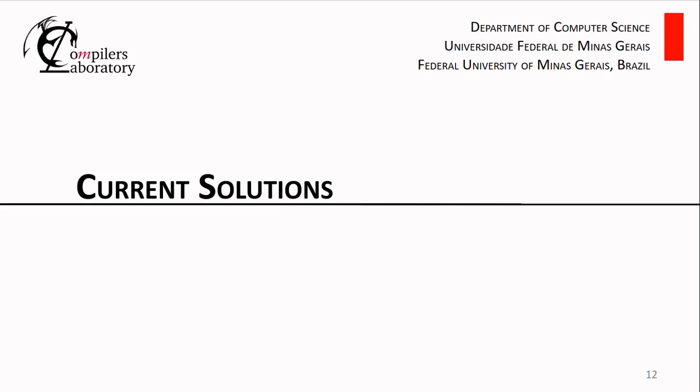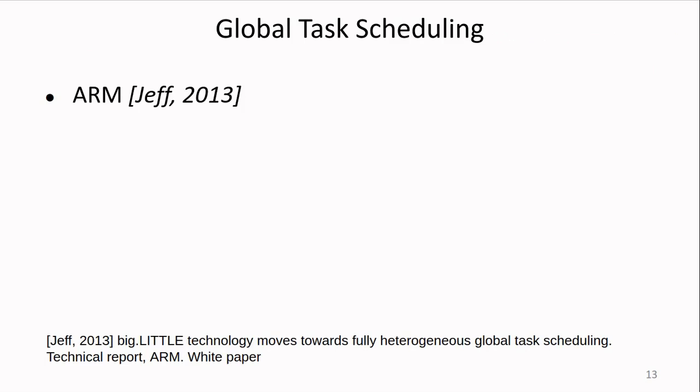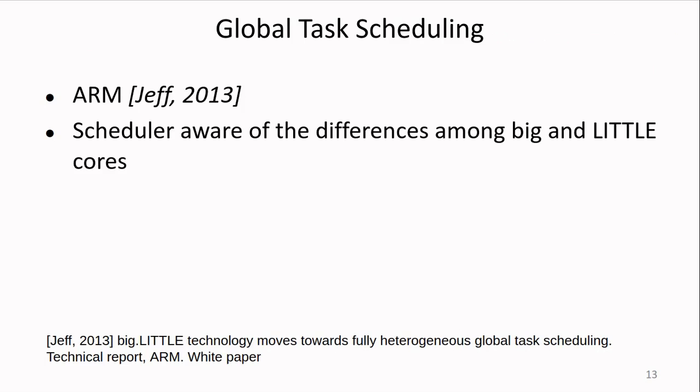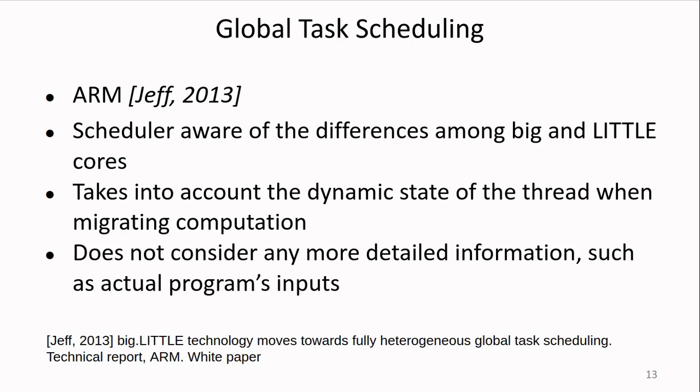Let's first introduce the related work that tries to handle this kind of behavior, to later introduce our solution. The first one that I have here is global task scheduling, a technique that was introduced by ARM back in 2013. The scheduler here is aware of the difference between the big and the little cores, and takes into account the dynamic state of the thread when migrating the code. Basically, it observes the load on the thread to define where the computation should be performed. As it happens at runtime, it doesn't consider any further information about the application, such as the actual program inputs that we feed to it.